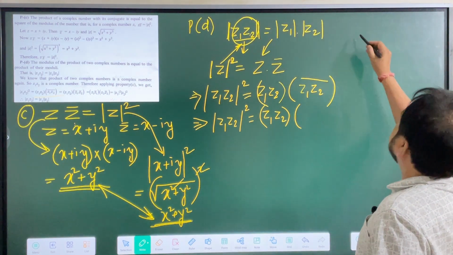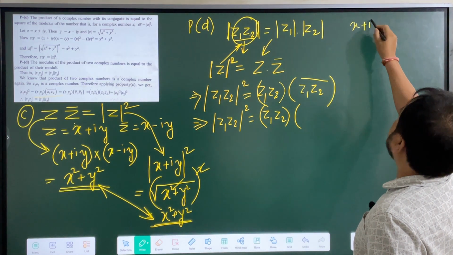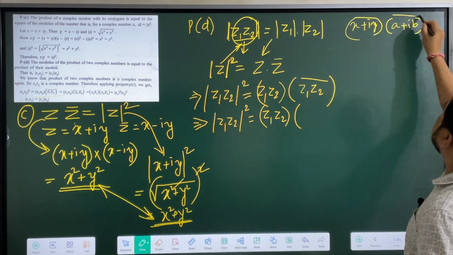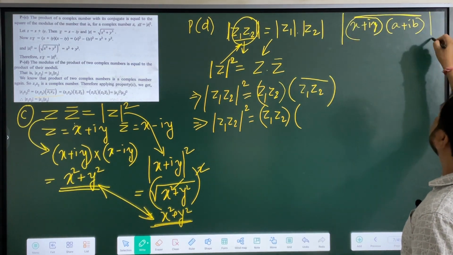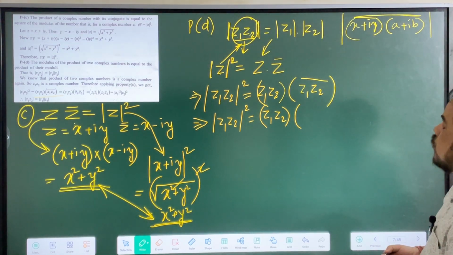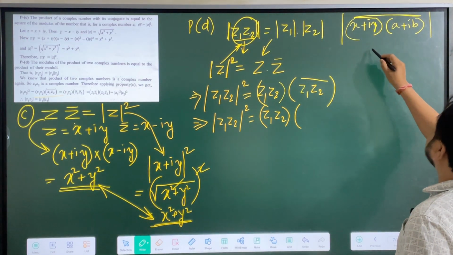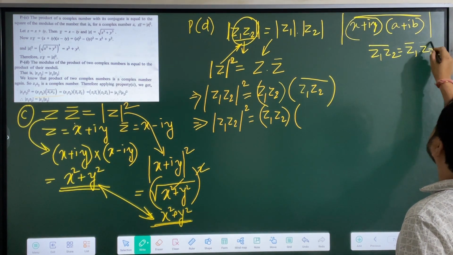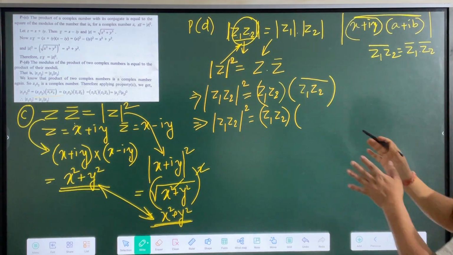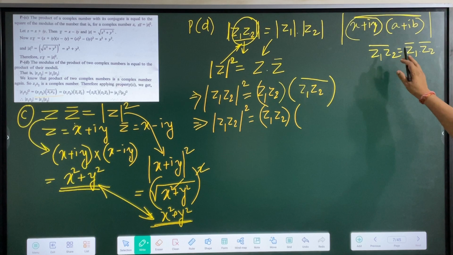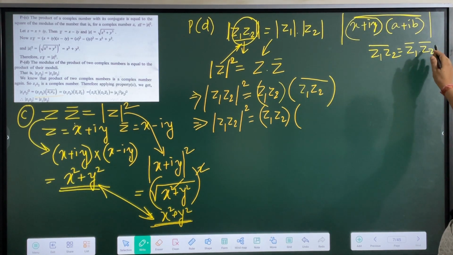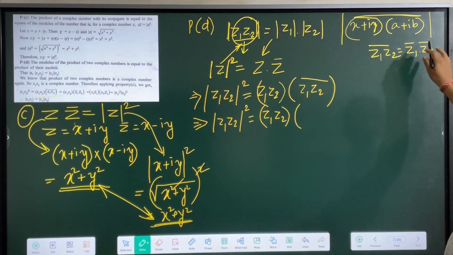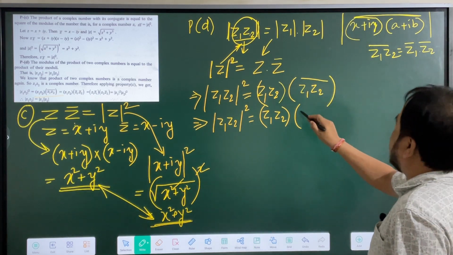Look here. If (x plus iy) into (a plus ib) is taken together with a bar, in the previous exercise, previous topic, we have got this way: Z1 Z2 bar equals Z1 bar into Z2 bar. This we already got. We have got modulus only newly, but this one we already know. Together bar we can write separately. Multiplication of Z1 and Z2 bar equals multiplication of Z1 bar into Z2 bar. This one we already have. So let us write this separately now.